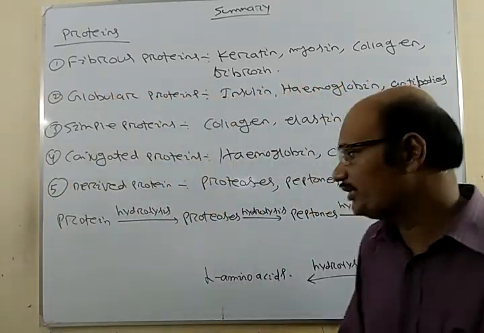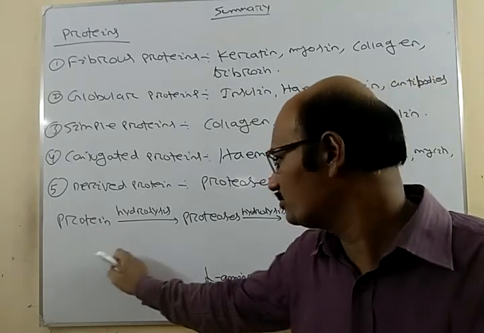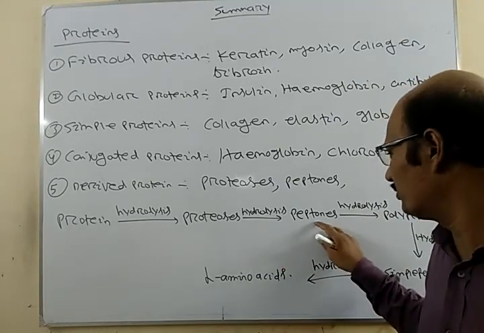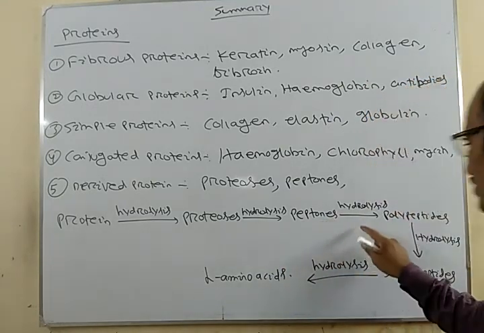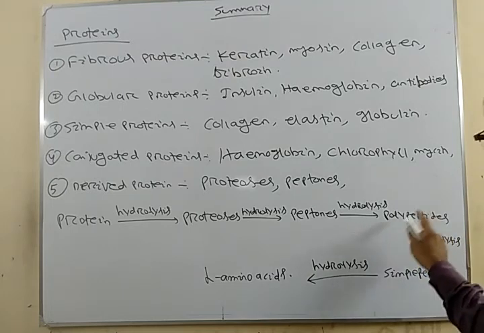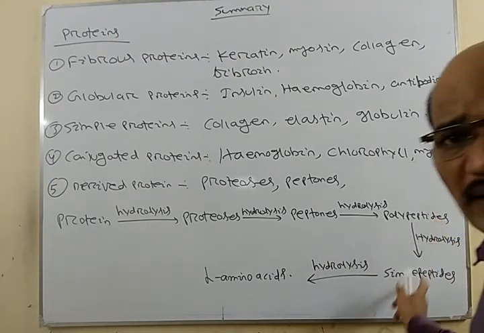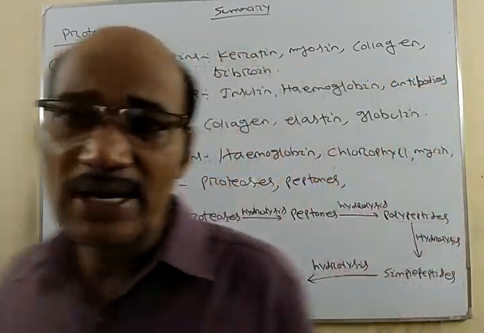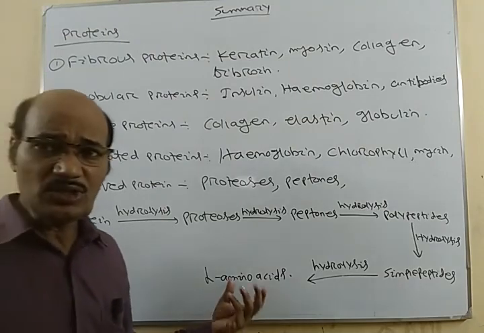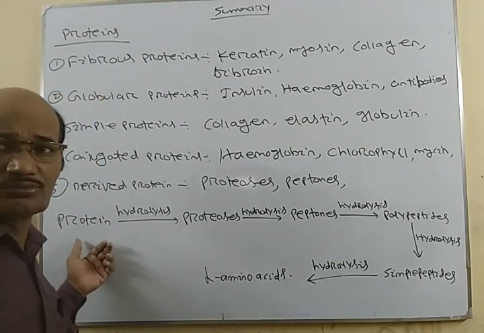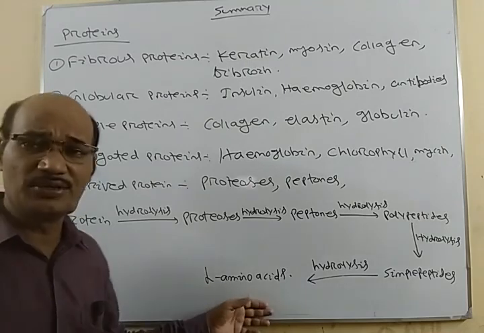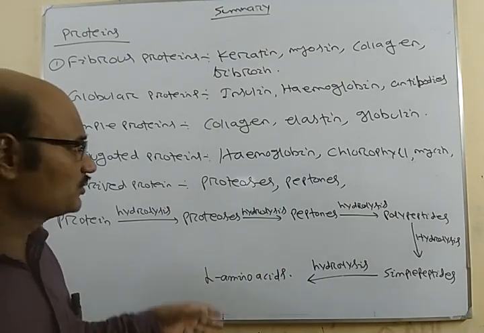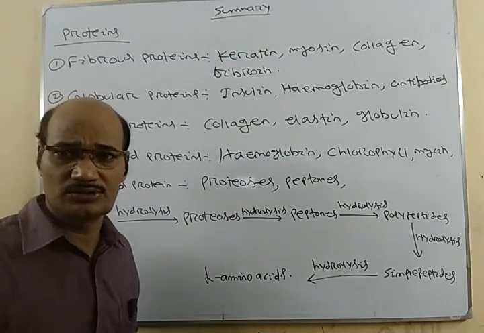Proteins on hydrolysis first give proteases, the derived proteins. Then on hydrolysis they give peptides, which on further hydrolysis give polypeptides. These polypeptides on hydrolysis give simple peptides, and simple peptides on further hydrolysis give alpha amino acids. That means alpha amino acids are the monomers of the proteins; proteins are the polymers. Okay. So these are about the different kinds of proteins and also the alpha amino acids. Okay. Thank you.